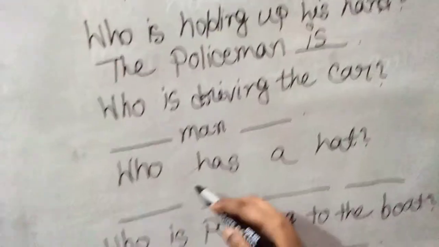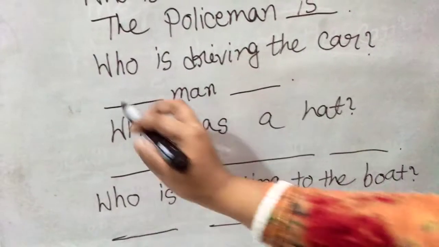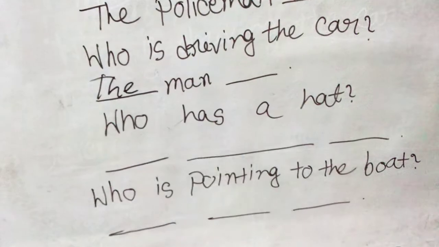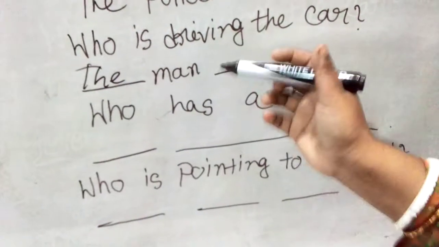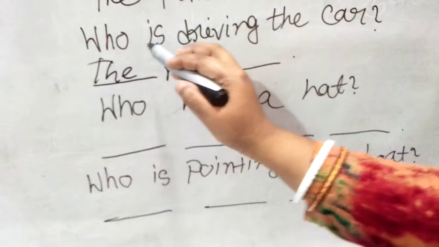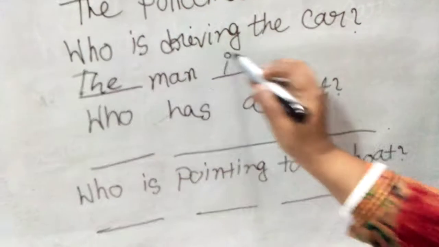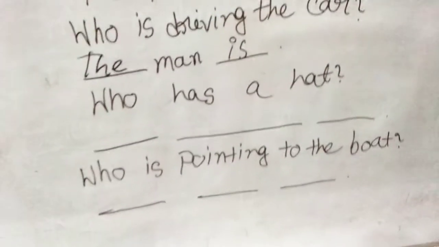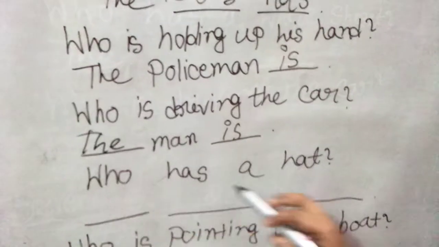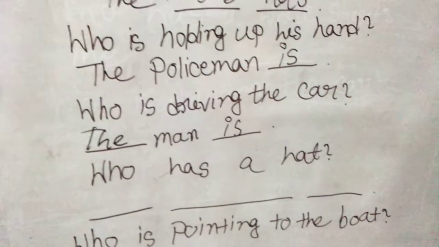Here, the clue man is already given, so I need to put the. Why should I mention the? Because the is a definite article. So, the man, what's the auxiliary verb here? It is is. So, the man is.